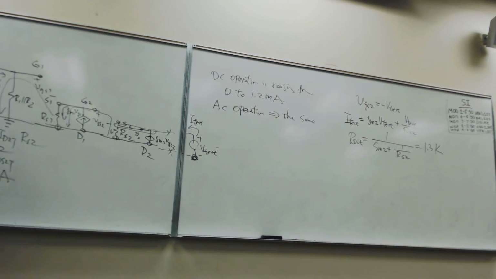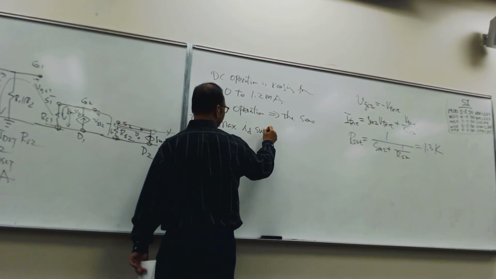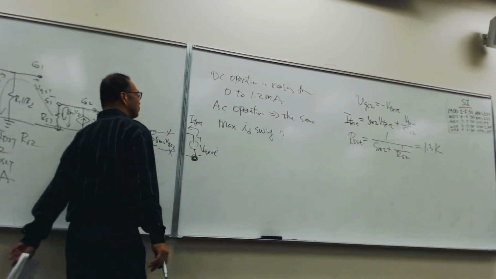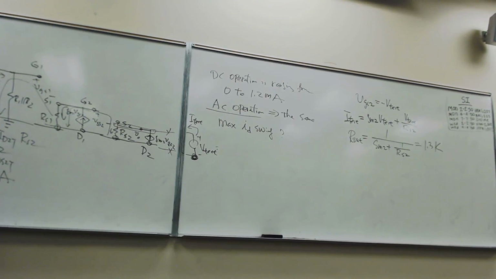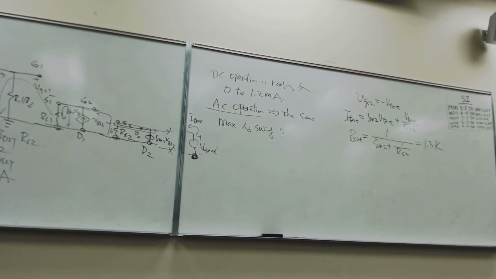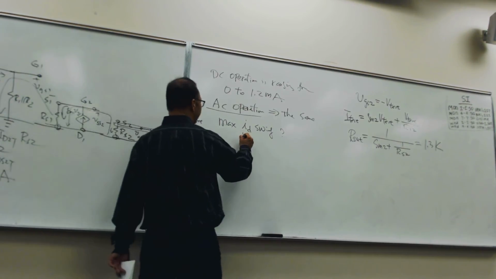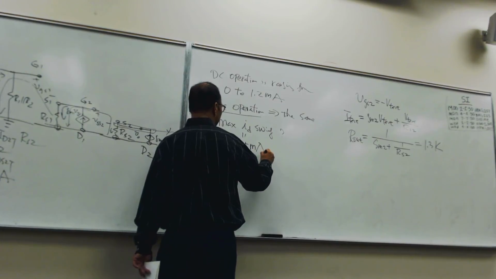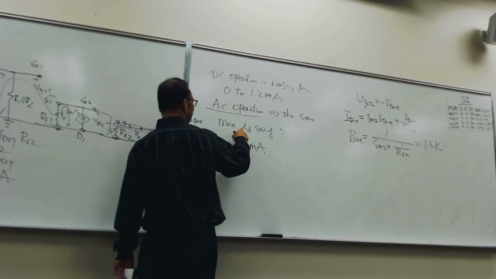Then what is the maximum drain current swing? Basically, you look at the AC operation range, and within the range, there are two windows. You pick the smaller window. So in this case, the smaller window is what? 0.5. Okay. Then you have to try to figure out the output voltage swing.